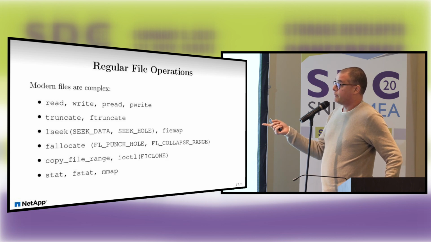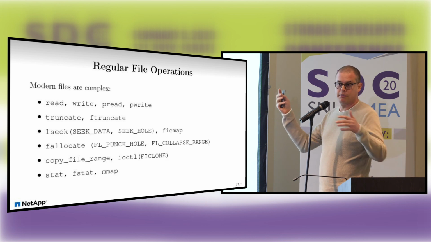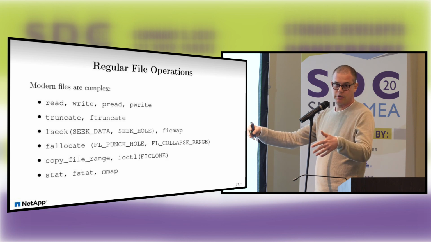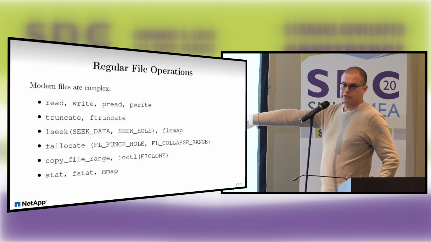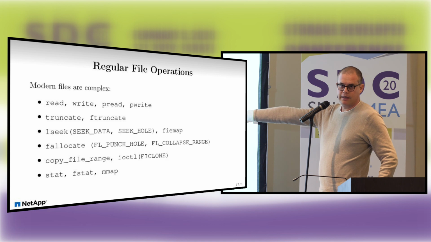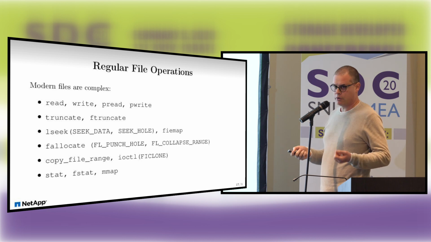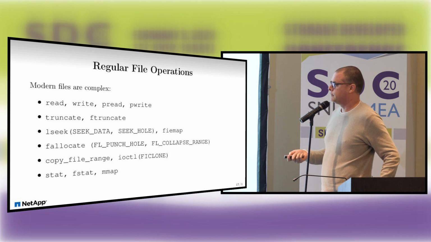We now have copy file range, for example, where multiple files may share the same underlying blocks. And of course, the whole range of other file system operations which have to be supported. The fallocate and the copy file range really make the entire design of a file mapping much more complex. When you go into the detail, you will see it immediately.